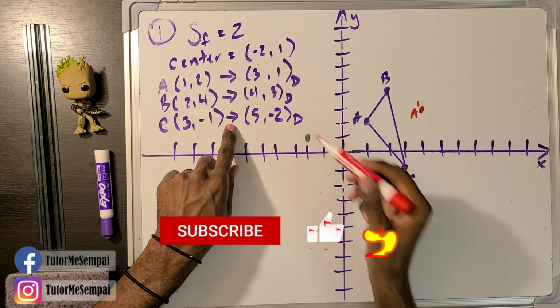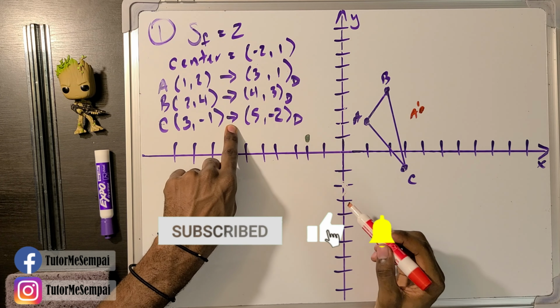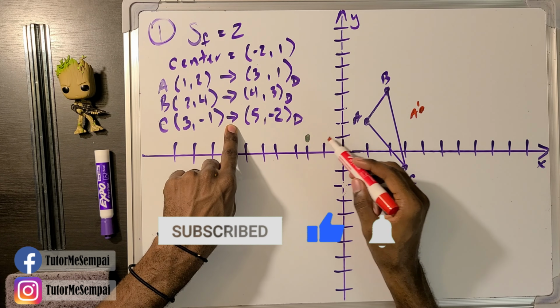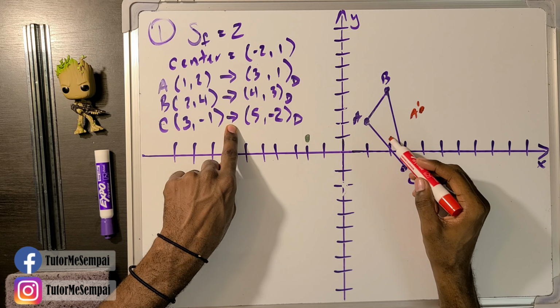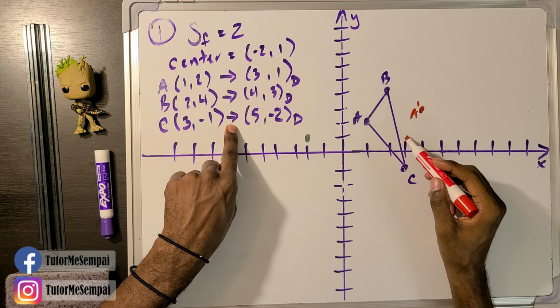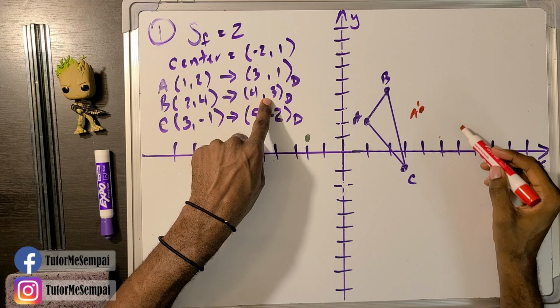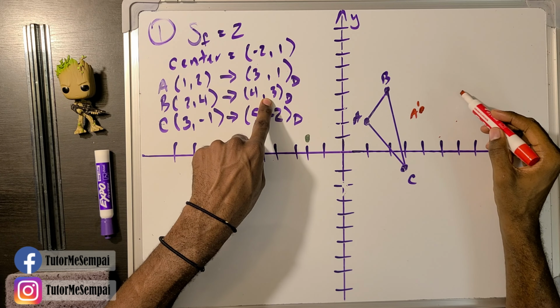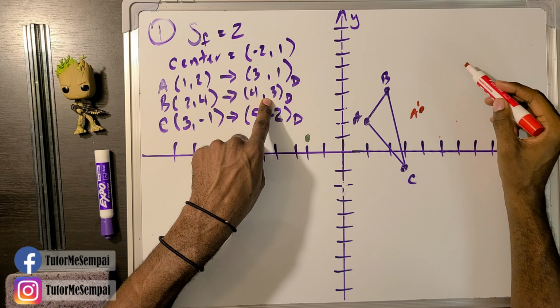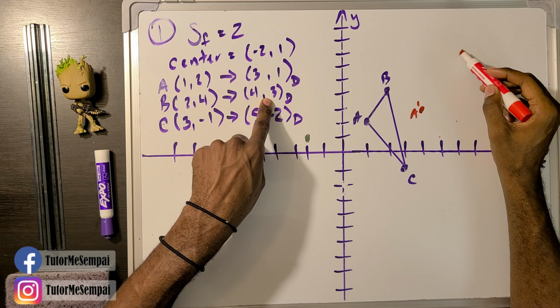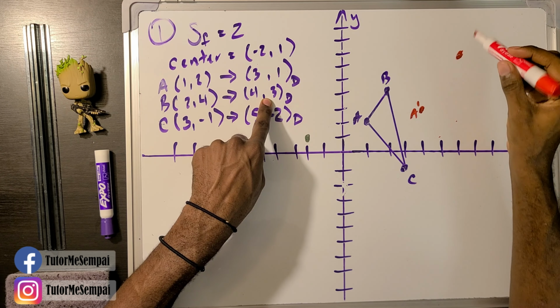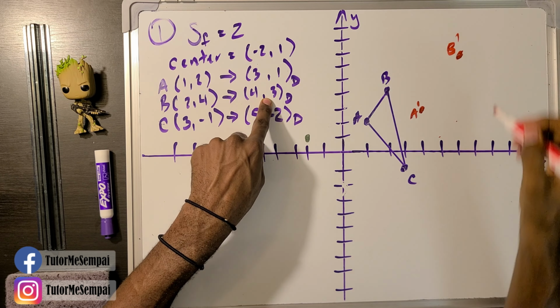We can do the same thing for this distance, 4, 3. Starting at the center point, we're going to go 4, 1, 2, 3, 4, and then do another 4. 1, 2, 3, 4. And then we're going to go up 3, 1, 2, 3, and then go up another 3. 1, 2, 3. So right around here somewhere. And this is going to be our B prime.